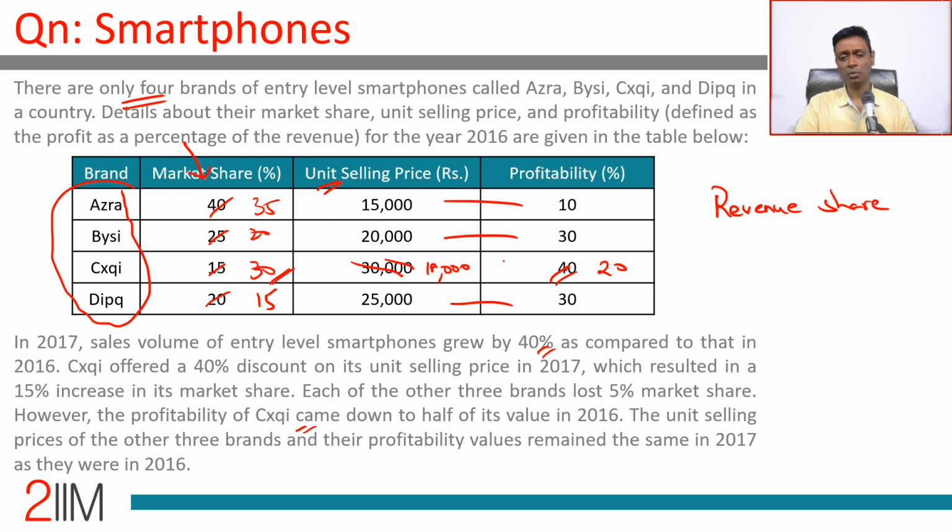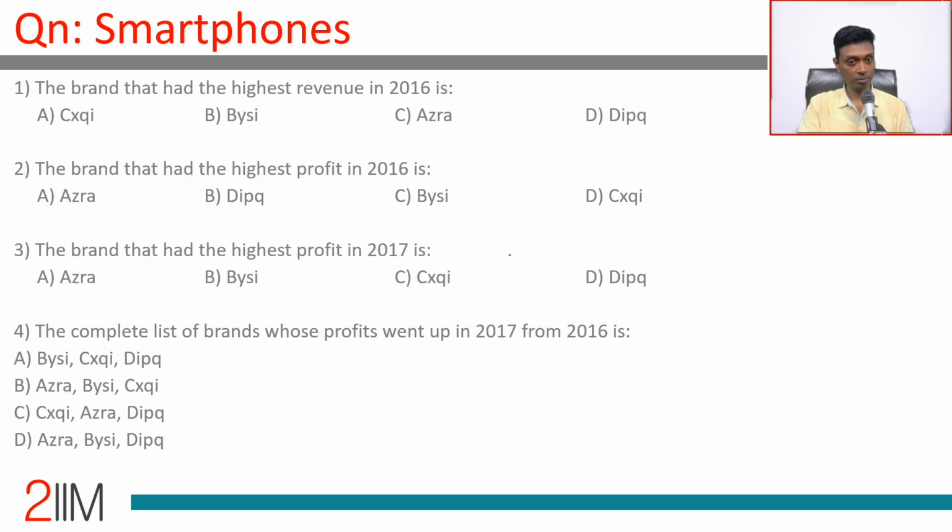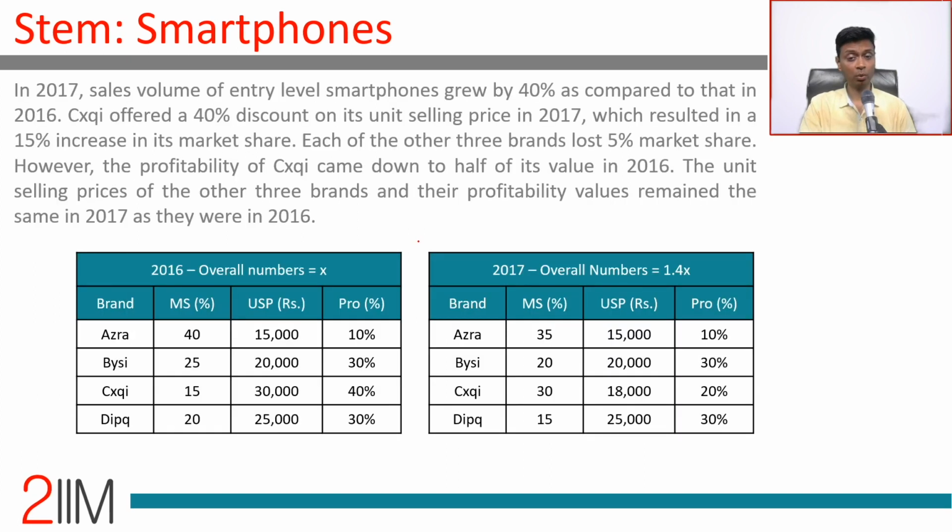Right. Wonderful. Now let's look at what has been the impact on 2017, and then we'll look at the questions as well. The questions are very clear. They're dependent on revenue and profit and highest profit. So we need to fill that grid and then reimagine this. Fine. I'm going to solve the stem.